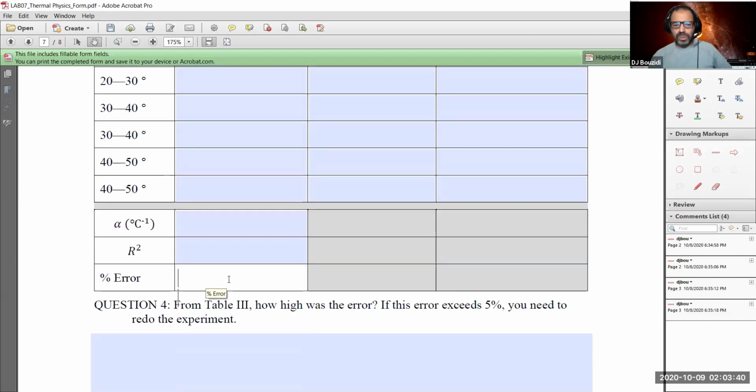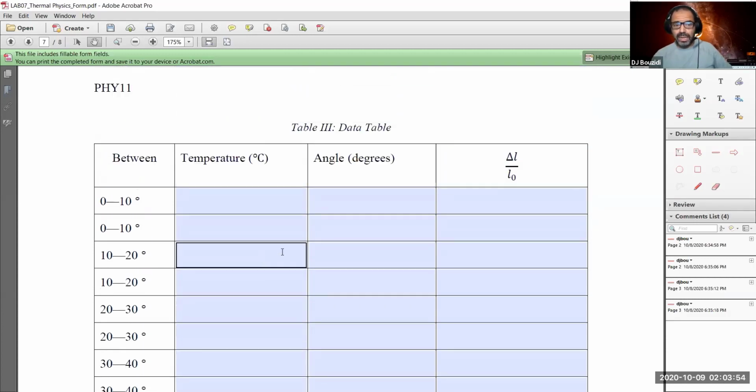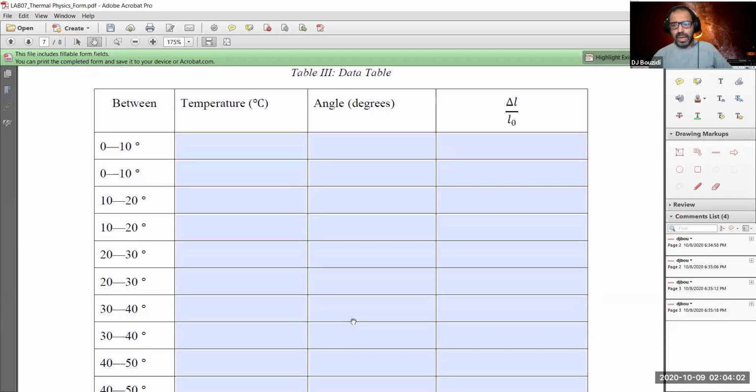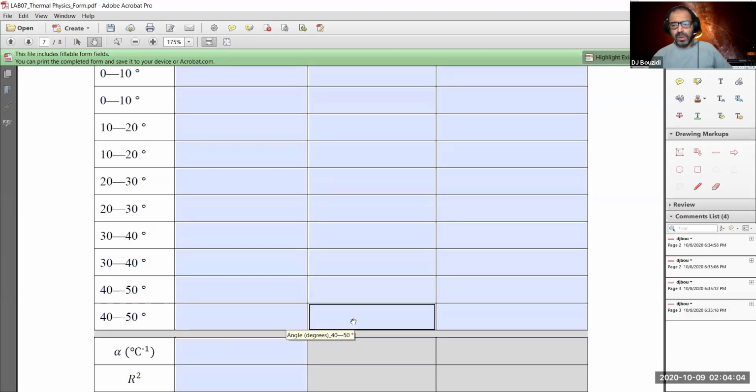Now, here is the trouble with this whole lab, okay? From table 3, how high was the error? So you need to read this number, and you tell me how high the error is. Now, if the error exceeds 5%, you need to do the whole thing. You need to go back and collect the data again because that's not acceptable. So make sure this data gives you an error less than 5%. You have to be careful.